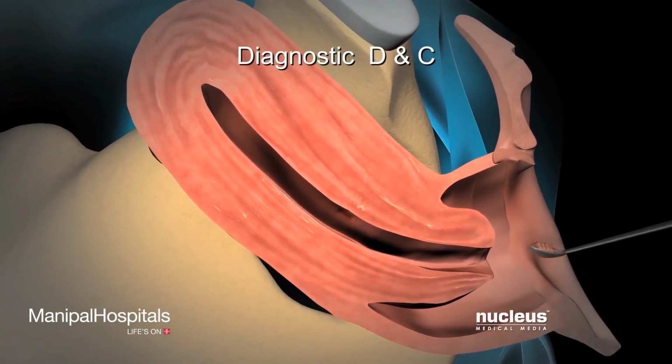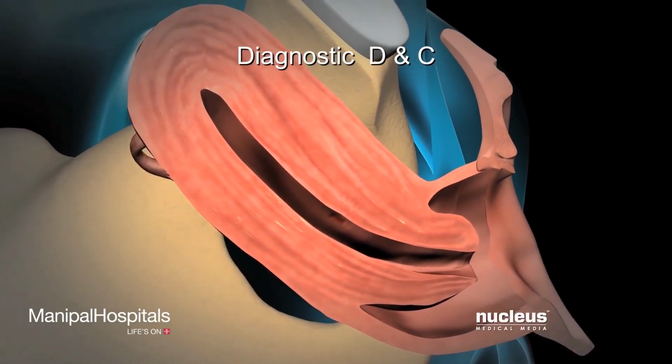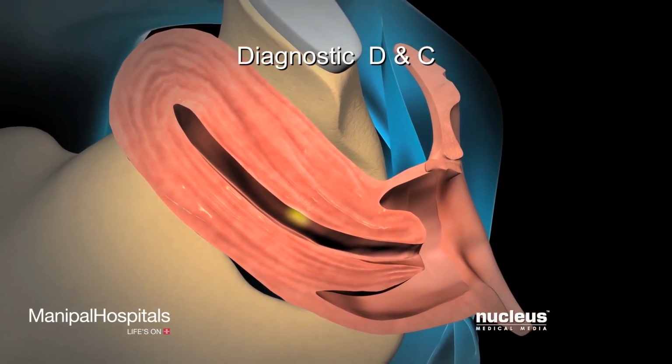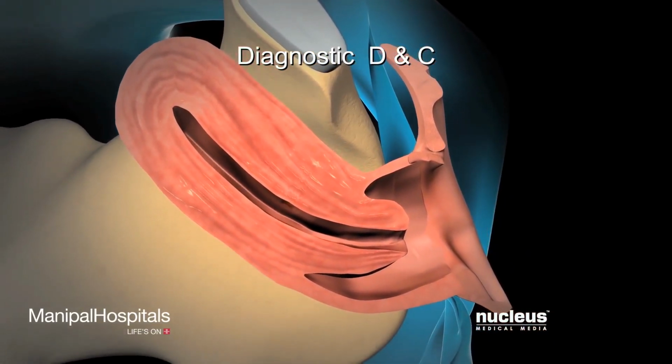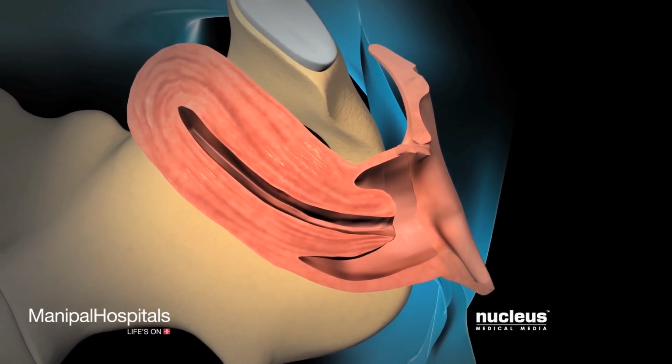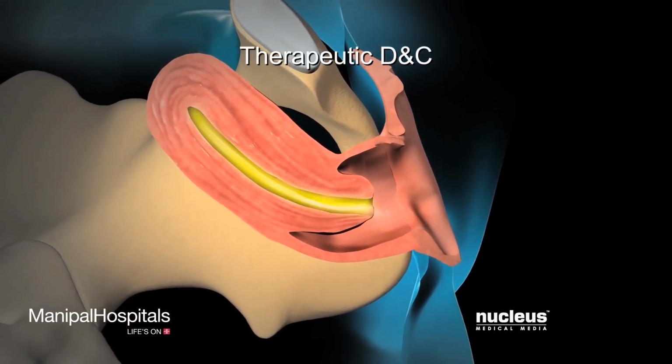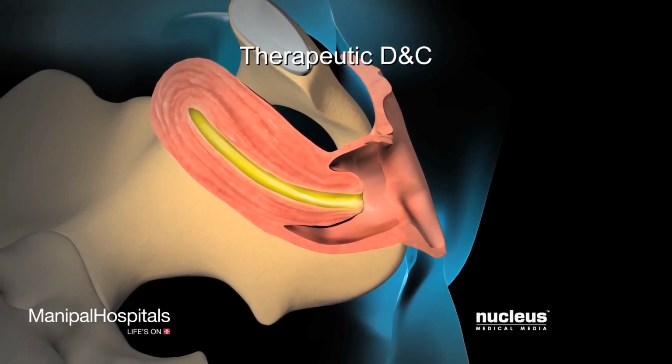If you are having a diagnostic D&C, your doctor will remove only a small sample of the endometrium and send it to a lab to test for various conditions. If you are having a therapeutic D&C, your doctor will remove the entire contents of the uterus to treat a known uterine condition.